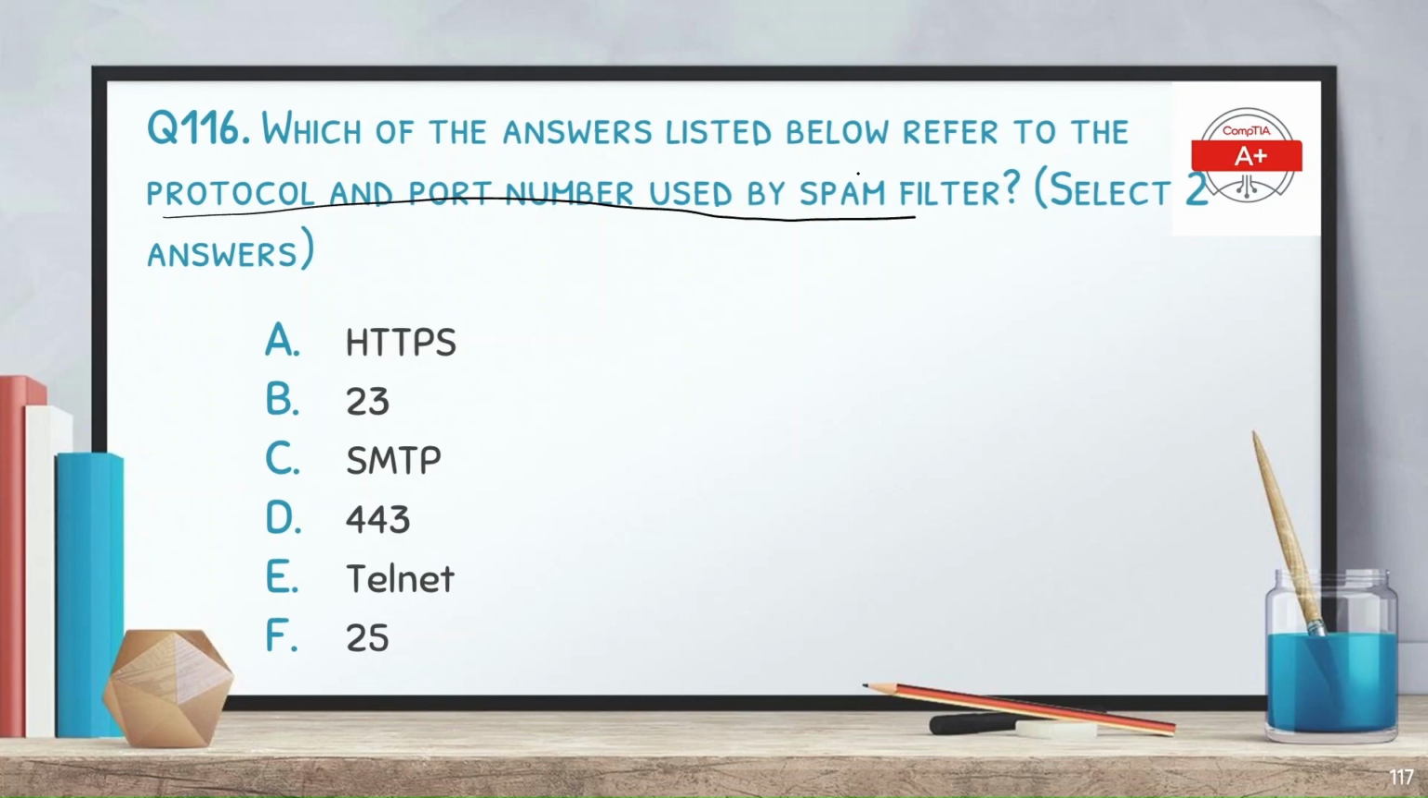Question number 116 is that which of the answers listed below refer to the protocol and port number used by spam filter? We have to select two answers. The options are A, HTTPS, B, 23, C, SMTP, D, 443, E, Telnet, and F, 25. The correct options are SMTP, Simple Mail Transfer Protocol, and 25. So 25 is the port number and this is the protocol.